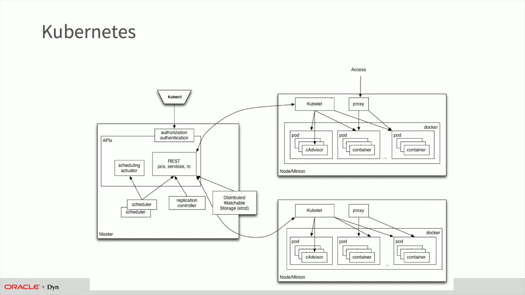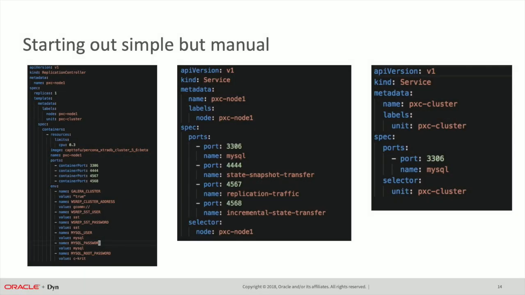In Kubernetes, you have a master, which consists of the API server. It has a scheduler and a replication controller, and then each node that runs the containers is called a minion, and it runs kubelet and kubeproxy. Kubelet takes care of running containers. Proxy takes care of dealing with the networking layer. I'm sorry if I'm going a little bit fast.